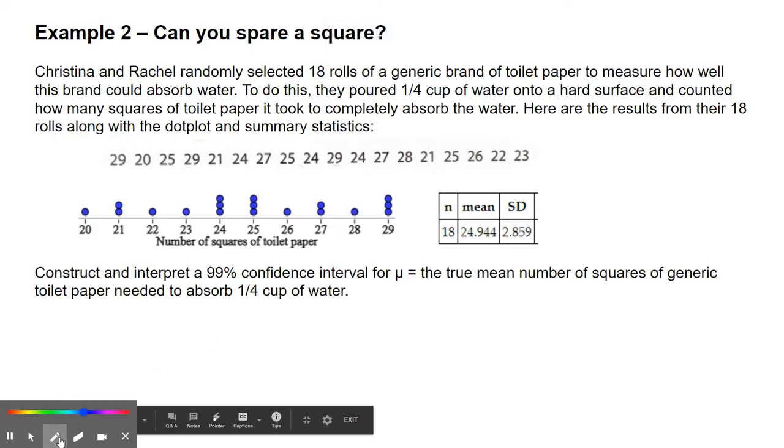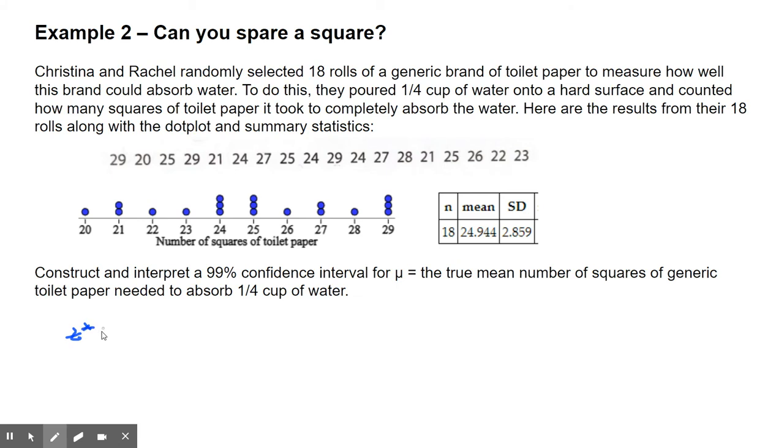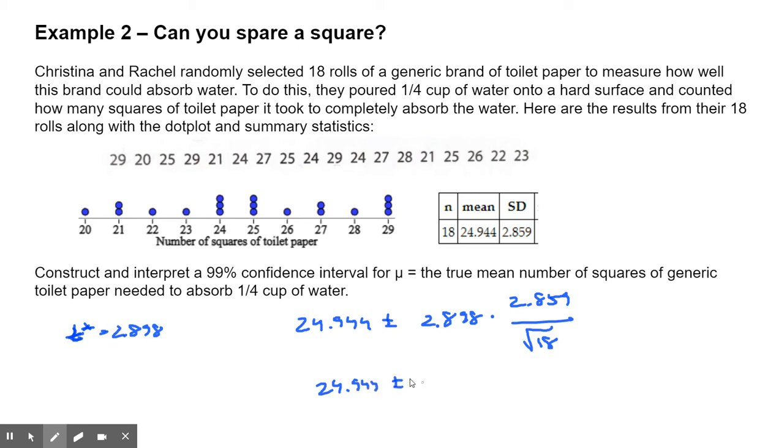Sorry if I've not been presenting the entire time. So my t star is 2.898. And now I can fill out my confidence interval formula. So my x bar, my point estimate, is 24.944 plus or minus my t star of 2.898 times my sample standard deviation of 2.859 over the square root of my sample size, n. Remember, I bring down the point estimate, I bring down the plus or minus, and I type, I'll do it in red, I type the margin of error into the calculator.